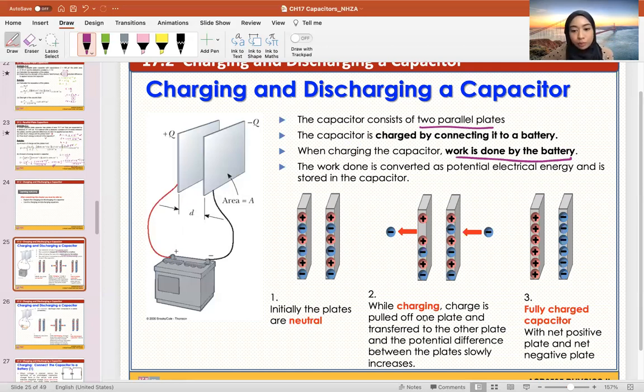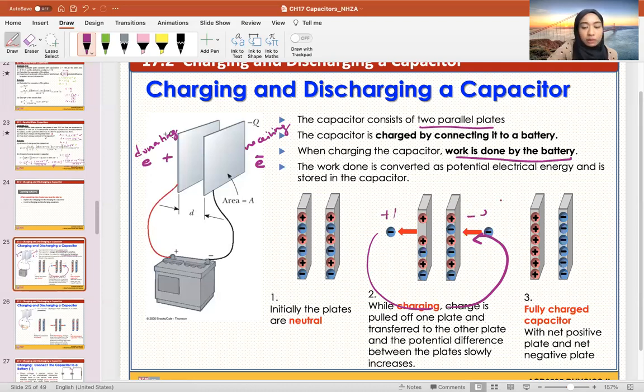While charging, the charge is pulled off one plate. Okay, so we are going to assume this plate will be positive, this plate will be negative. So this plate will be donating. Dia pemurah. This guy will be receiving. Does not mean dia tak pemurah, but it's just going to be receiving because he needs it. So I am going to donate this E to this dude and this dude will be receiving the E. So electrons or negative charges are pulled off the first plate and dilalu dekat the wire across the battery and go to this guy. Okay, so this guy will have a net positive one. This guy will have a net negative one. Okay, because donate one, jadi positive one.